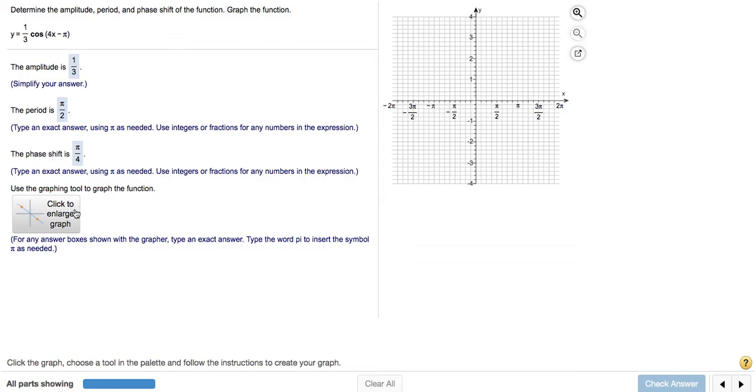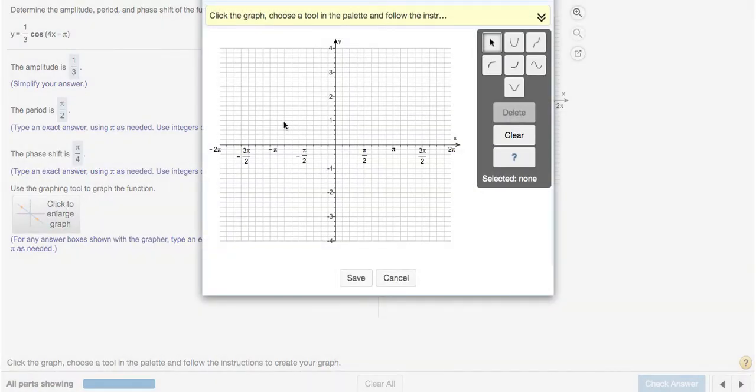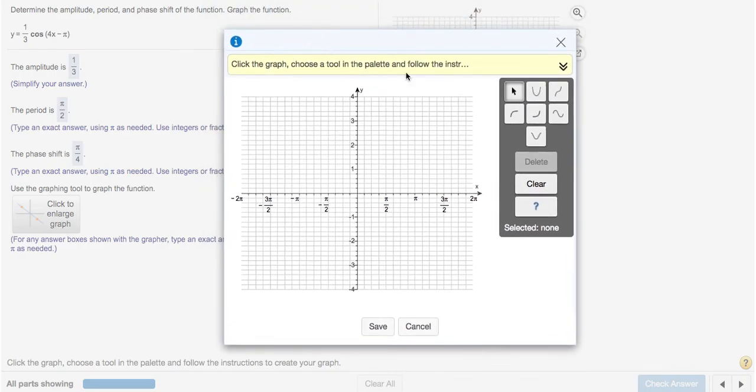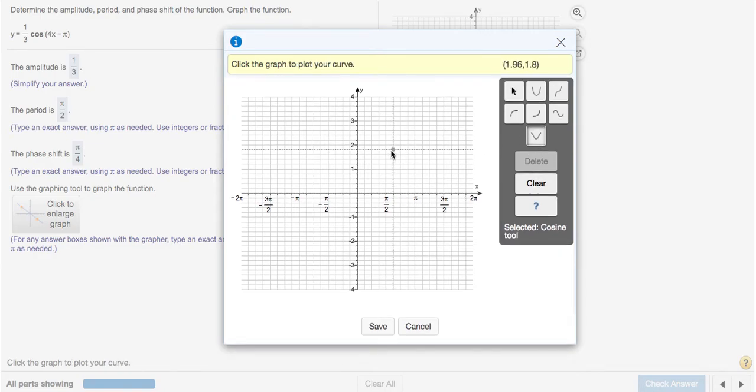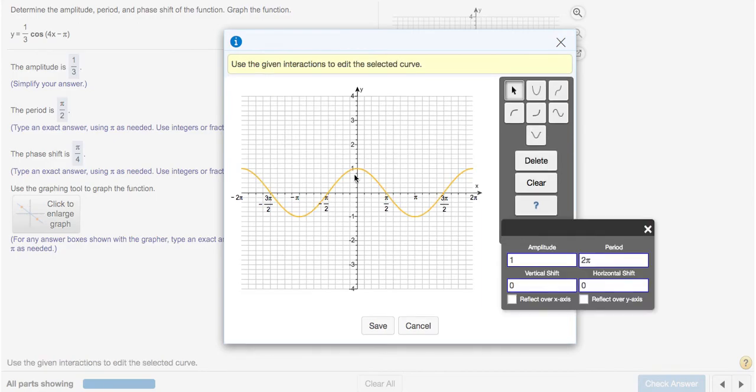Now if we put all of this together, I'm going to click here to enlarge this graph to hopefully graph the cosine function. In terms of the options over here, here's the sine tool, but I want to use the cosine tool. So I'll click this, and you can click anywhere in the xy plane. And here's a standard cosine of x function. The period is 2 pi, the amplitude is 1.